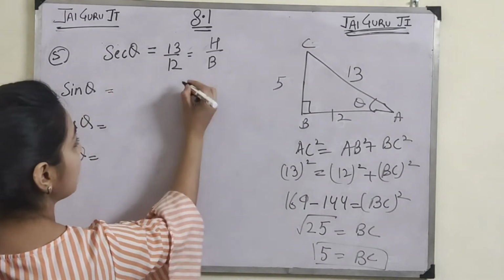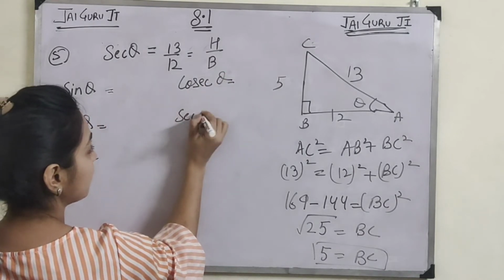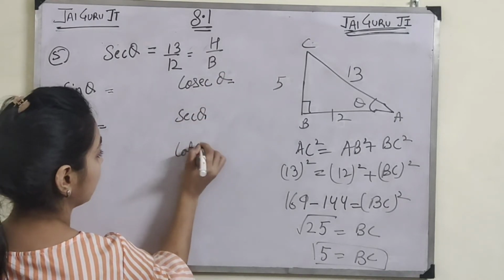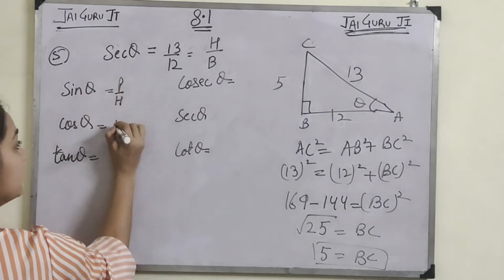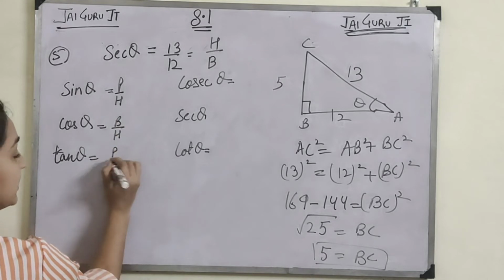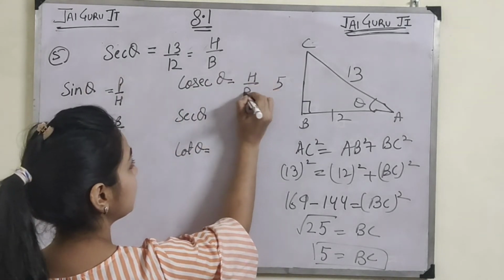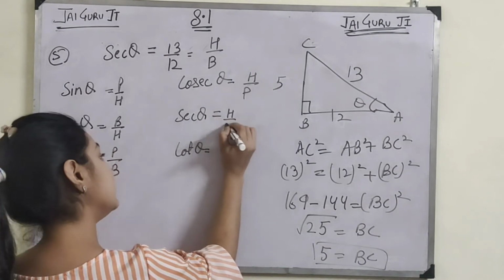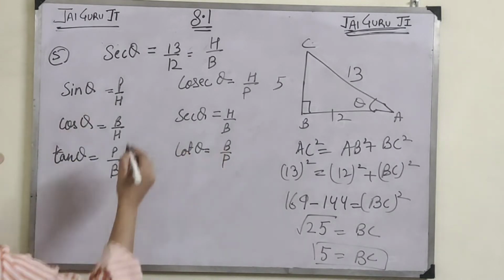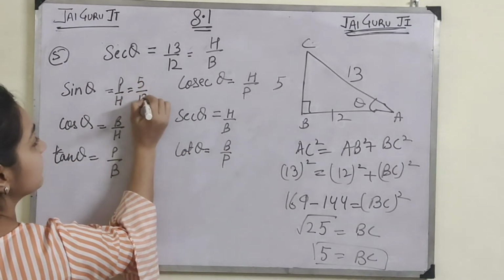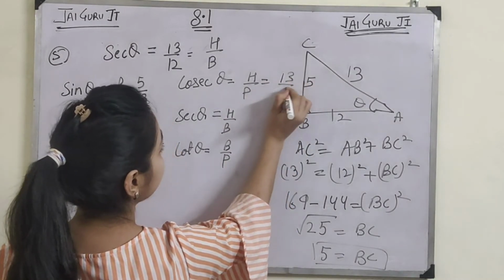Again, the opposite of sin is cosec theta. Sec is already given, cot theta. Now sin, cos, tan are P upon H, B upon H, P upon B. Just opposite of these are H upon P, H upon B, B upon P. Now what is P upon H? 5 upon 13. Its opposite would be 13 upon 5.